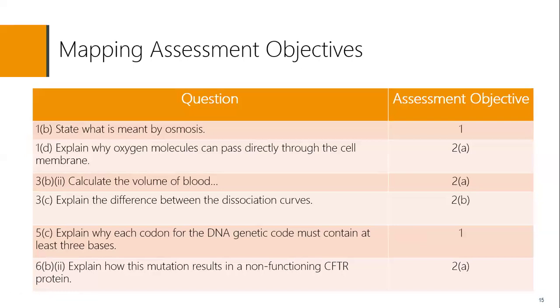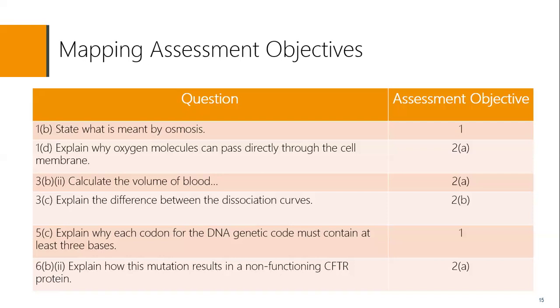So, state what is meant by osmosis is assessment objective 1. It's a specification term, and the candidate should be able to recall the meaning of the term. State is almost always used for AO1 because in most cases it is taking it directly from the specification.